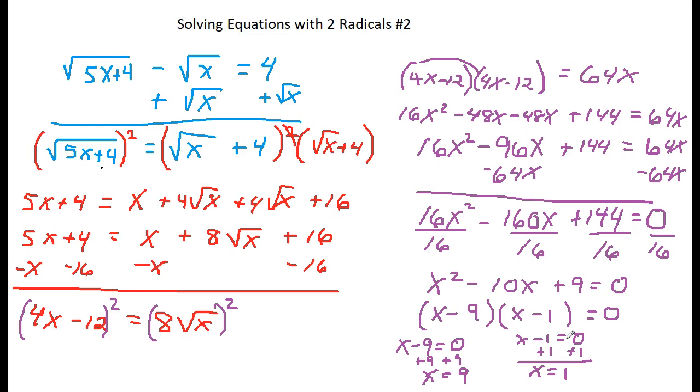Okay? Now, 9 times 5 is 45, plus 4 more is 49. The square root of 49 is 7. Square root of 9 is 3, so 7 minus 3, does that give you 4? Yeah. Okay, and then plug in 1. 5 times 1 is 5, plus 4 makes 9. Okay, square root of 9 is 3. Then square root of 1 is 1. Does 3 minus 1 give you 4? No.